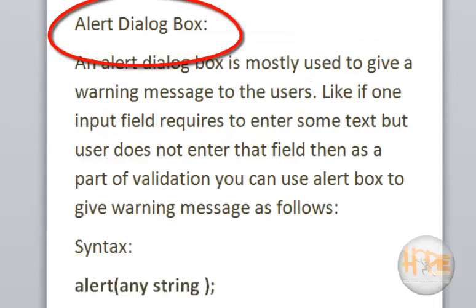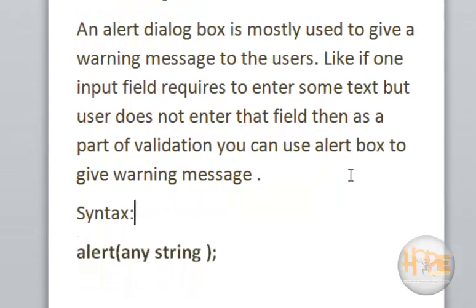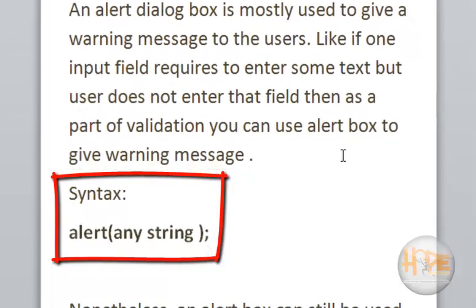First, alert dialog box. An alert dialog box is mostly used to give a warning message to the user. Like if one input field requires to enter some text but user does not enter that field, then as a part of validation you can use this alert box to give warning message. Here this is the syntax of alert box.